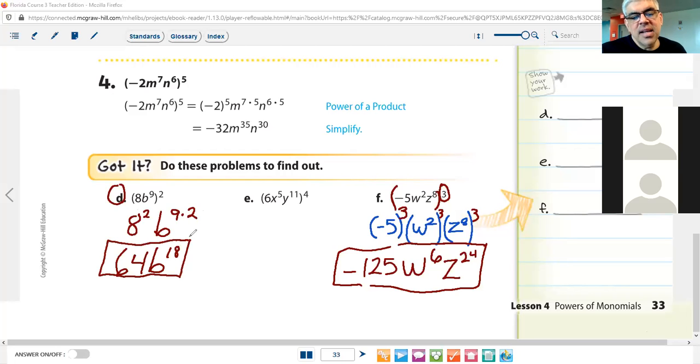I do wanna end the class, so let's do E. Please, I'll give you a minute. As soon as somebody has it, Brianna, I think you can get it. We're gonna leave it at 6 to the 4th power. Okay, I'll give you the beginning. 6 to the 4th power, because I don't care about the big number. So just finish with the X to the 5th and Y to the 11th, please.